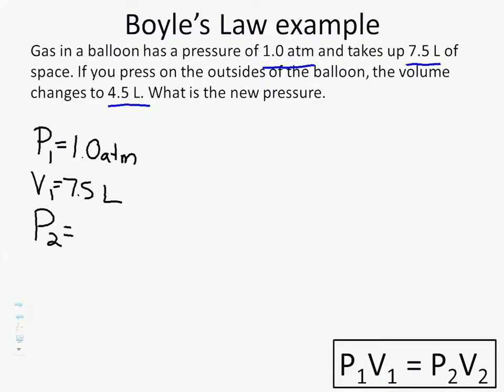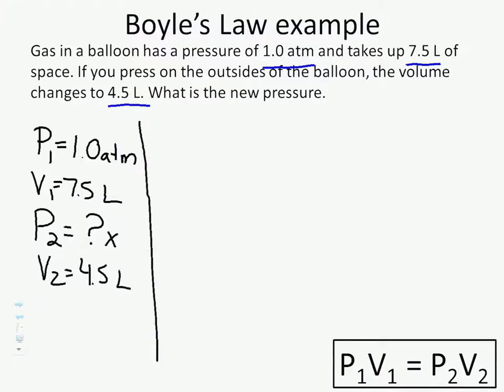Do we know it? No, that's what we're solving for. So we're going to put a question mark, or we could put an X. Okay? Then V2 is 4.5 liters. Okay? That's my first step, is I identify my variables. The next step is I want to use my equation.